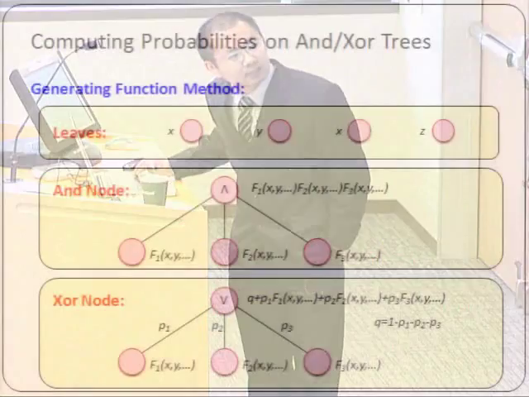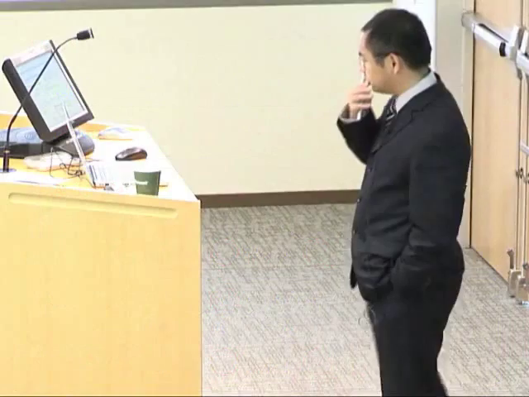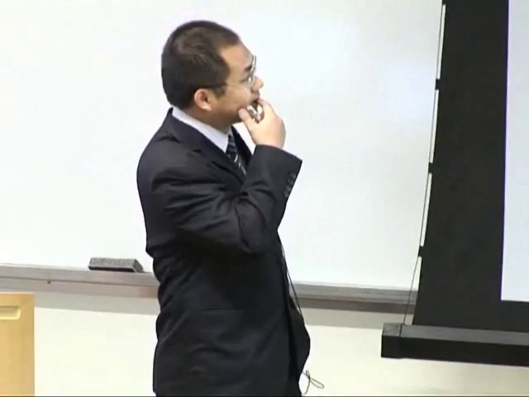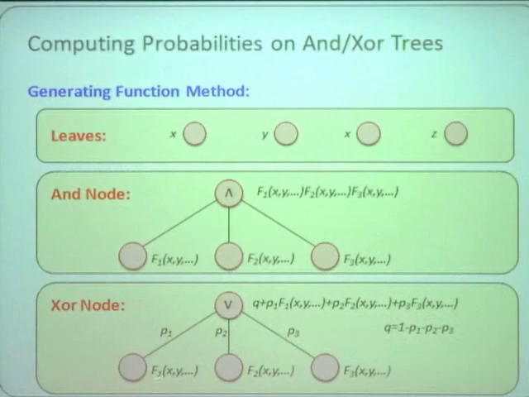Okay, I said that I would introduce a framework to compute a variety of probabilities. What we do is use the generating function method. In general, a generating function is a polynomial, and we say this generating function generates a particular sequence if the coefficients of this polynomial are the numbers of the sequence we are going to generate. For each leaf of that tree, we associate the leaf with some variable x, y, or z. This is the construction of the generating function; I'm going to tell you the result later. For an AND node, the generating function is the product of the generating functions of its children. For an XOR node, the generating function is this probability times this generating function, plus this probability times this generating function, and plus q, where q is the rest of the probability that nothing in this subtree exists. Okay?